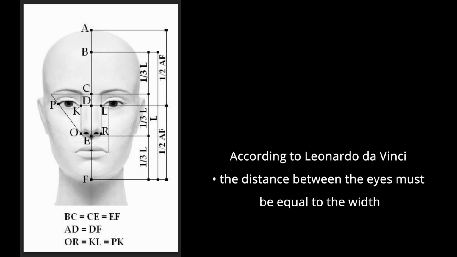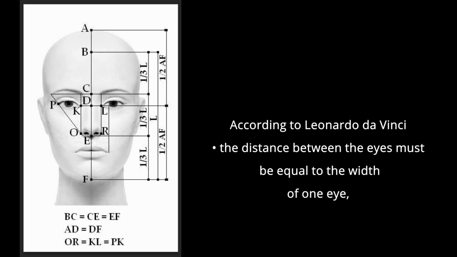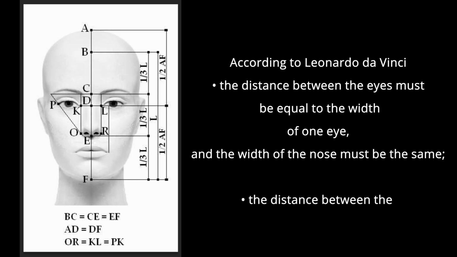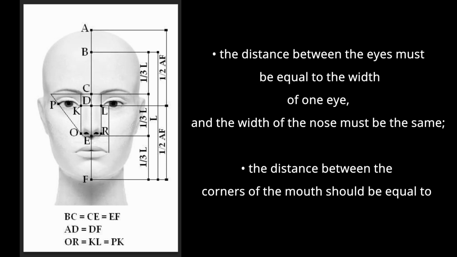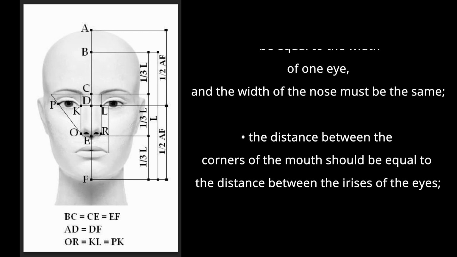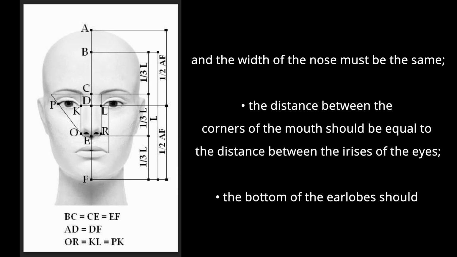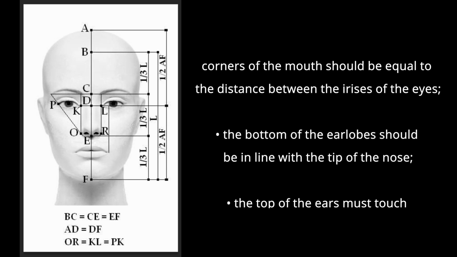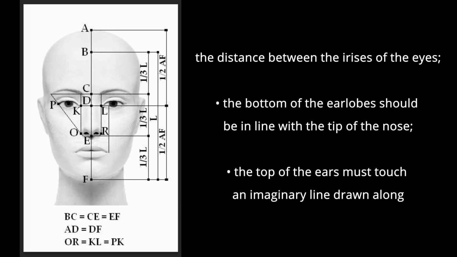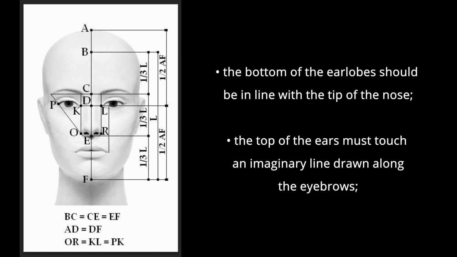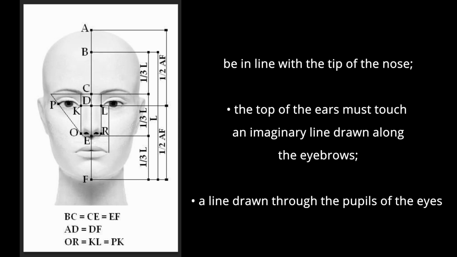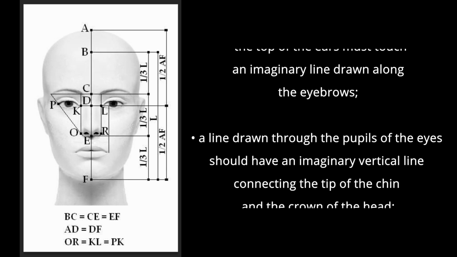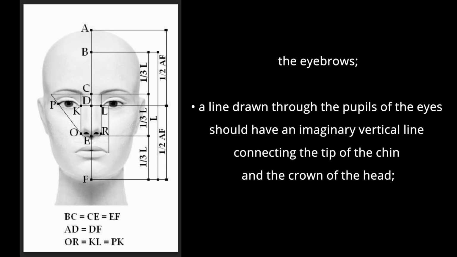According to Leonardo da Vinci, the distance between the eyes must be equal to the width of one eye, and the width of the nose must be the same as that one eye dimension. The distance between the corners of the mouth should be equal to the distance between the irises of the eye, so your iris and edge of your mouth line up. The bottom of the earlobes should be in line with the tip of the nose. And the top of the ears must touch an imaginary line drawn along the eyebrows. A line drawn through the pupils of the eyes should have an imaginary vertical line connecting the tip of the chin and the crown of the head.